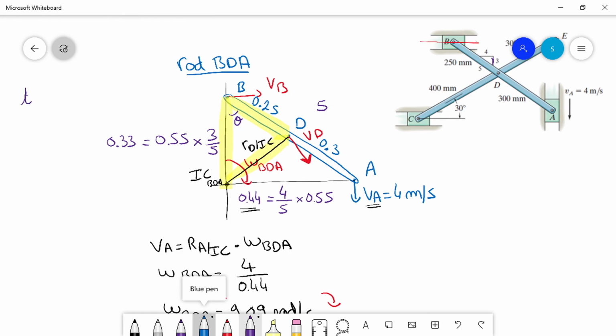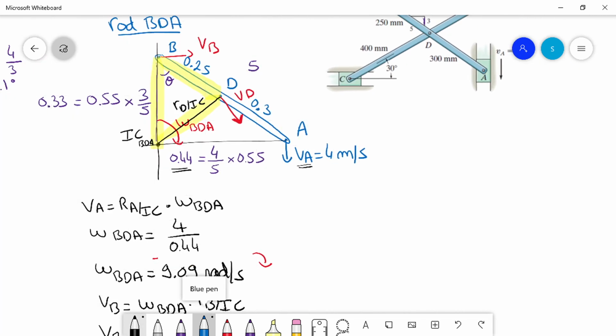We have tangent theta equal to the opposite, that is the 4, divided by the adjacent, that is 3. So theta is equal to 53.1 degrees. Let me check, 4 divided by 3. Yes, that's correct. So we have the two dimensions, 0.3, this one, and we have this one, and we have the angle theta. Let's use the cosine law to find RD about the IC.